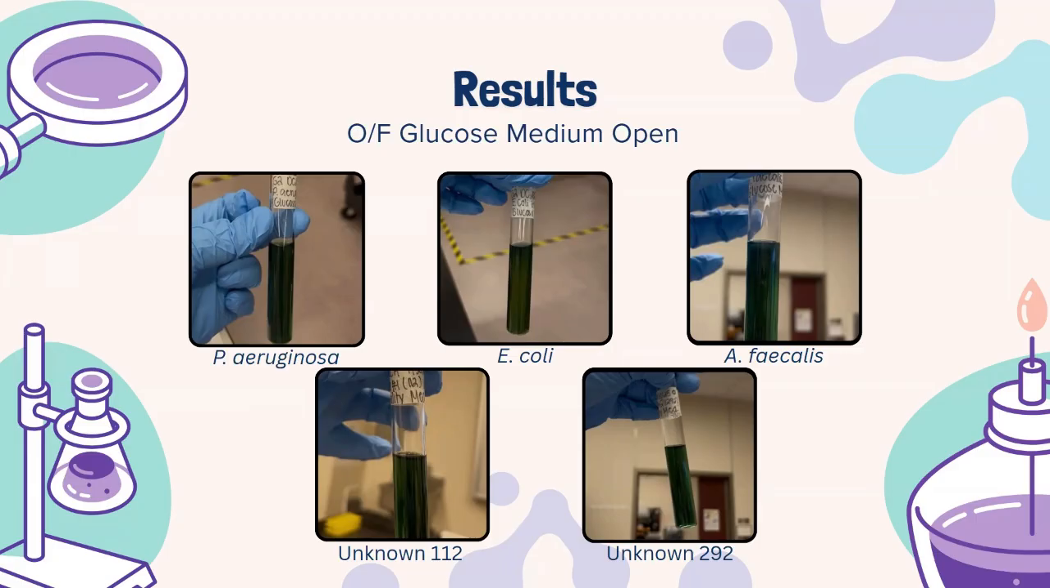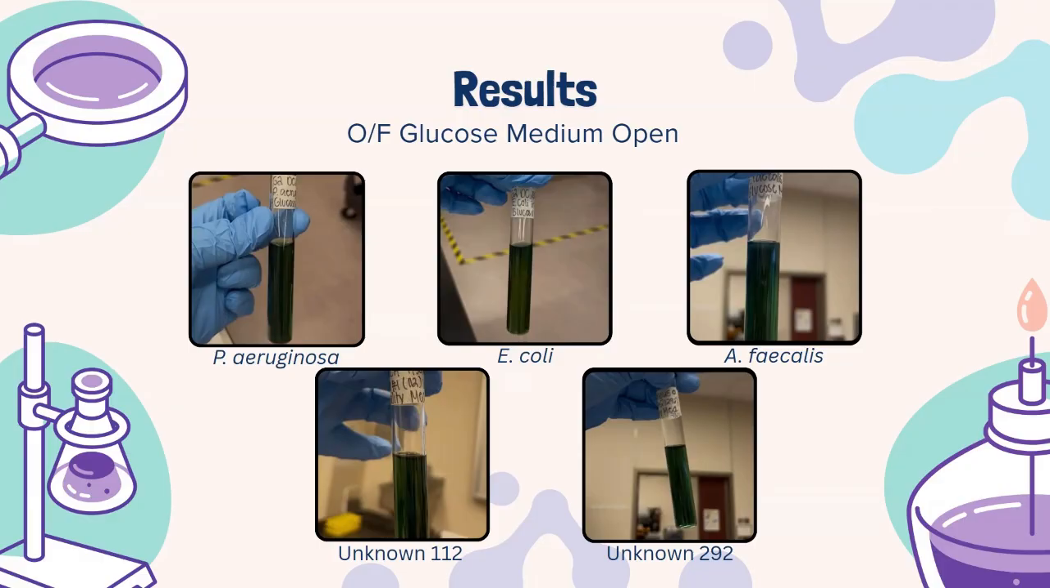From our results, we couldn't really tell any difference between any of the tests, unfortunately, but what we were supposed to see is that the P. aeruginosa would have been yellow in our oxidative or open state. Our E. coli would have been yellow. Our A. faecalis should have been yellow, and for our unknowns, well, we aren't exactly sure. The only difference you can kind of see is the E. coli is a bit lighter in color, and the A. faecalis appears to be blue towards the top.